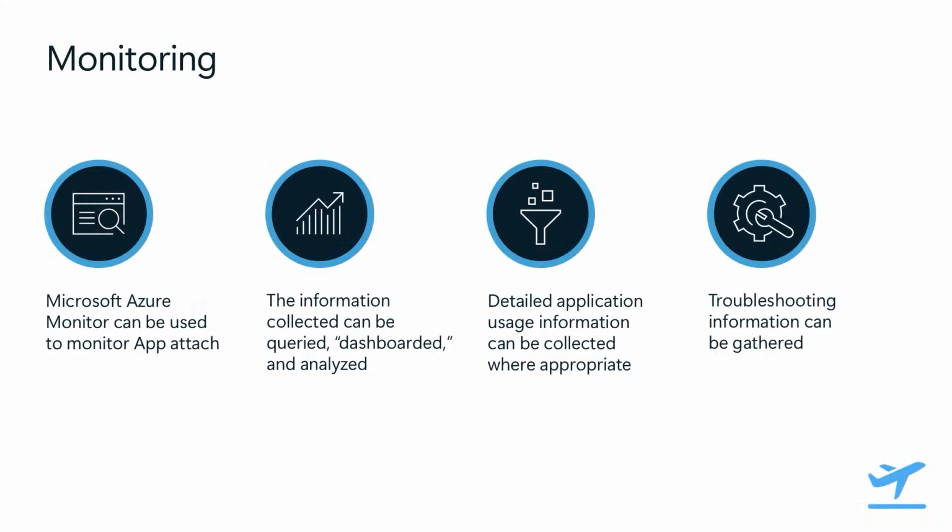I promised you we'd talk about monitoring. All of these different package formats. Now, bear in mind, we now have 5 different package formats that AppAttach can support. All of these can be monitored through Azure in exactly the same way. So Azure Monitor, as you would expect, is the traditional way that we're going to be monitoring our AppAttach environment. We can collect all of the information that you need. It can all be queried via custom query language. We can dashboard it. We can analyze it. It also gives you detailed application usage information.